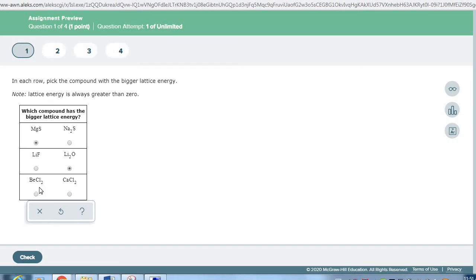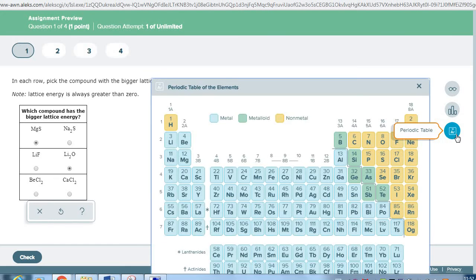We have beryllium chloride versus calcium chloride. The charge on the beryllium is a +2, the chloride's a -1. Over here on calcium chloride, calcium has a +2 and the chloride a -1. So the charges between the two are actually the same, so we can't distinguish based on charge. But let's look at the periodic table real quick. I'm going to pull one up here, hopefully.